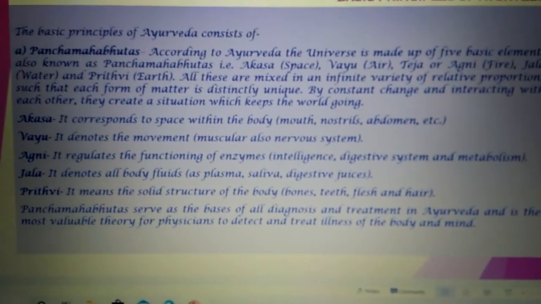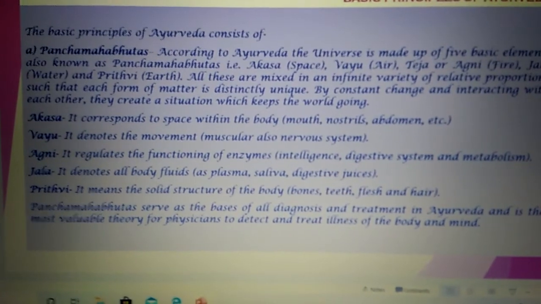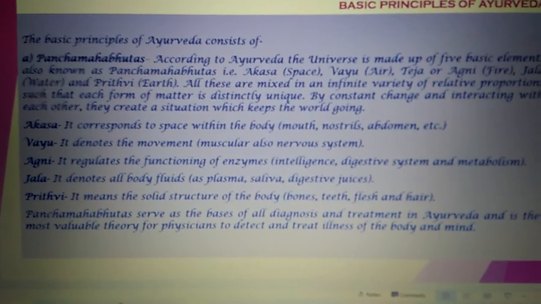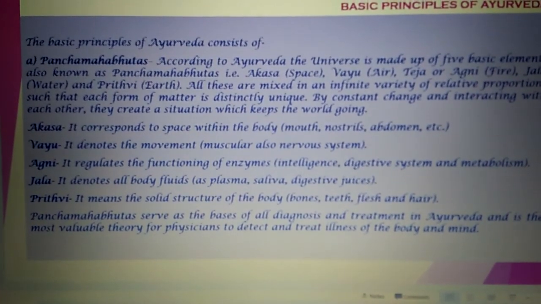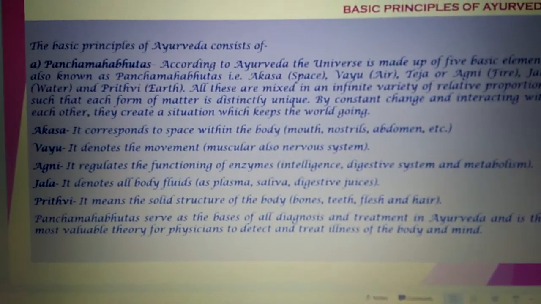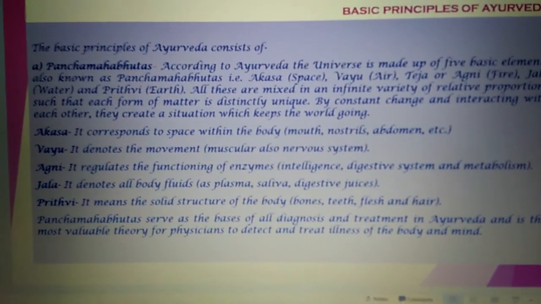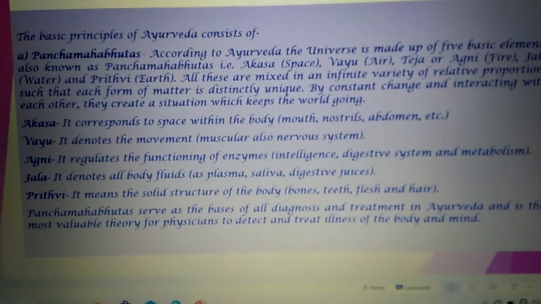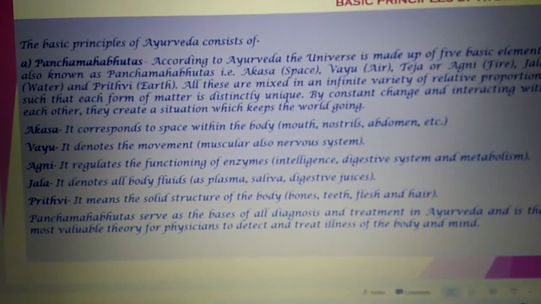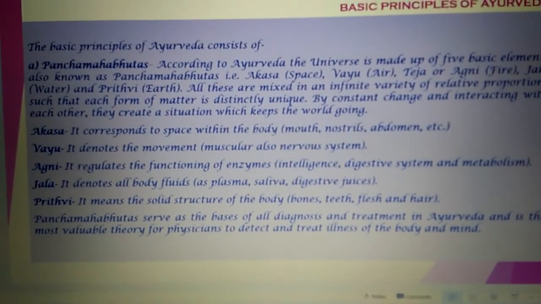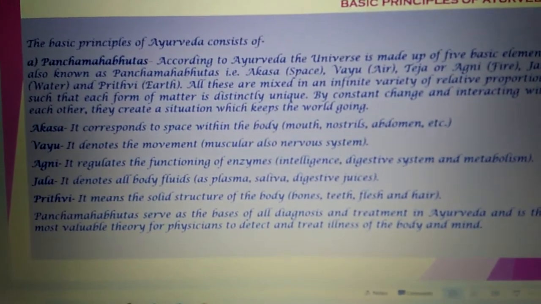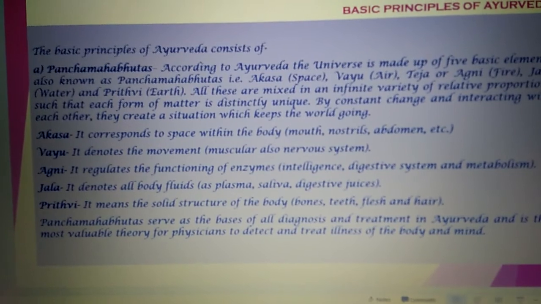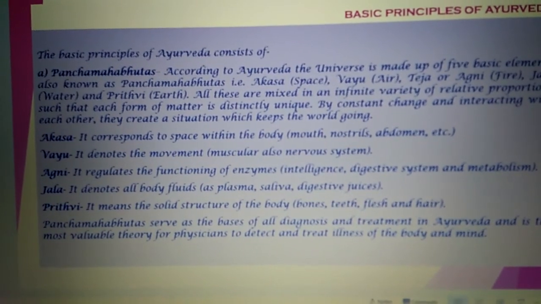Now we are going to discuss the basic principles of Ayurveda. The basic principles of Ayurveda consist of, first of all, Panchamahabhutas. According to Ayurveda, the universe is made up of 5 basic elements, also known as Panchamahabhutas. They are Akasha, that is space, Vayu, air, Teja or Agni, that is fire, Jala, that is water, and Prithvi, that is earth. All these are mixed in an infinite variety and are distinctly unique to each other.